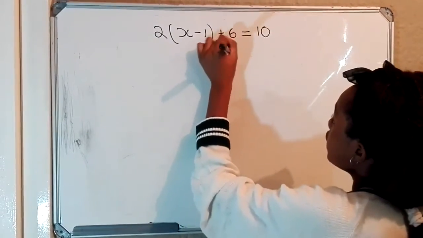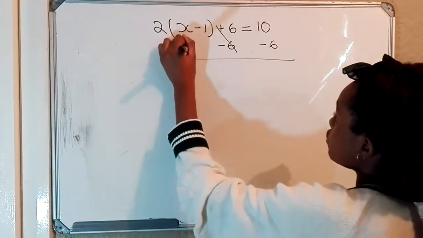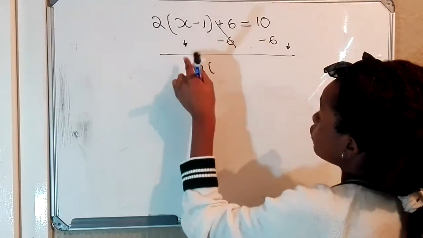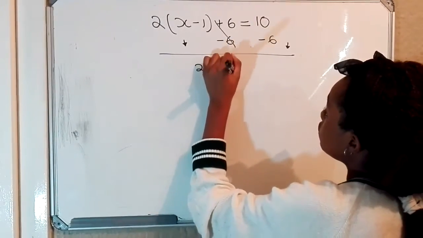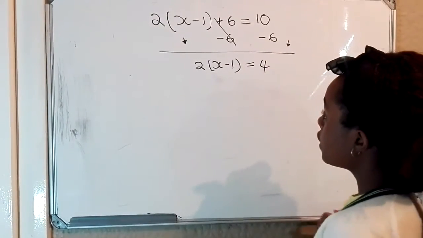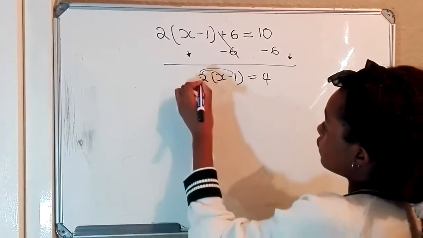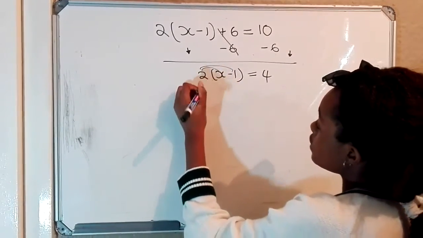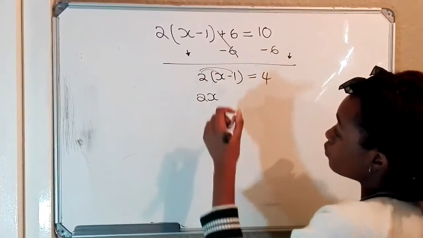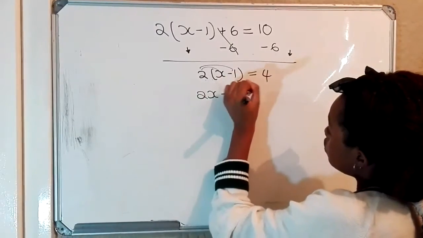I'll subtract 6 on this side, and I'll subtract 6 on that side. So this will cancel. I'm left with 2 brackets x minus 1 is equal to 10 minus 6, which is 4. There's multiplication here, so I need to distribute this 2 into everything in the brackets. 2 times x gives you 2x. 2 times minus 1 gives you minus 2, is equal to 4.